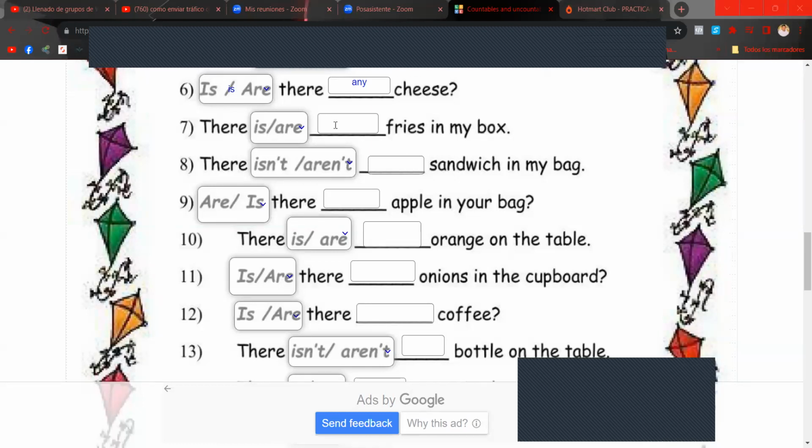Vamos a ver. Vamos, escriban o participan. Number 7. Yo pensé que iba a acabar, pero vamos. There is in my box. There are fleas in my box.